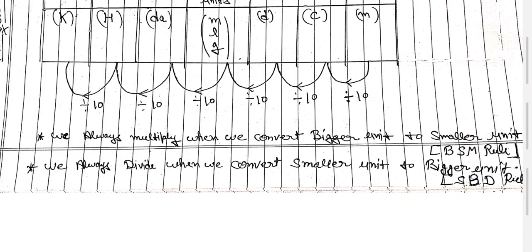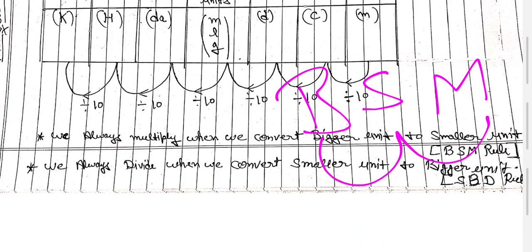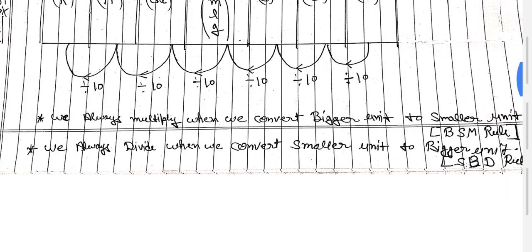We always multiply when we convert a bigger unit to a smaller one. It is known as the BSM rule. When you convert bigger into smaller, you have to multiply. When you convert smaller into bigger, you have to divide. So these are the two rules, BSM or SBD.